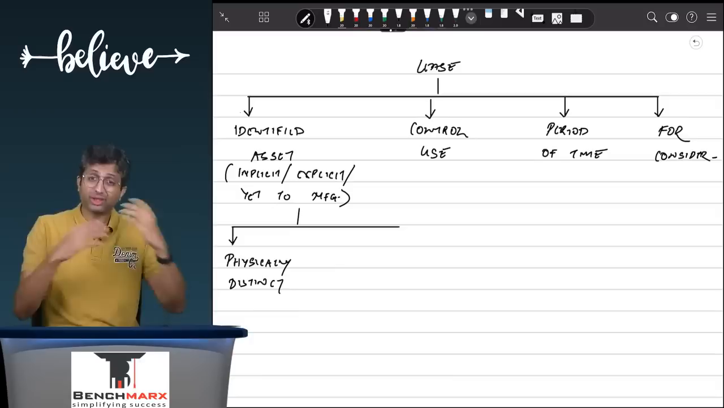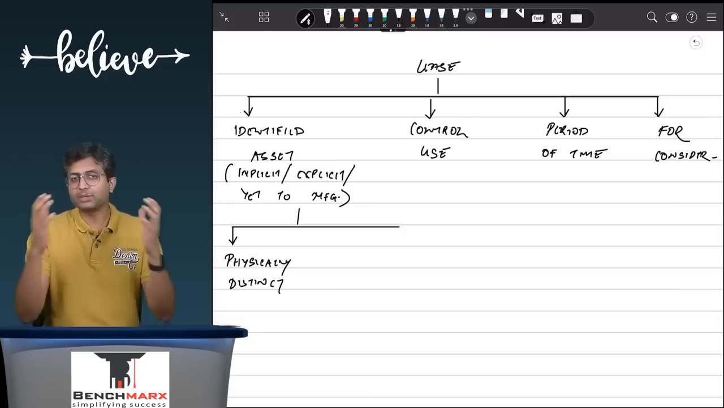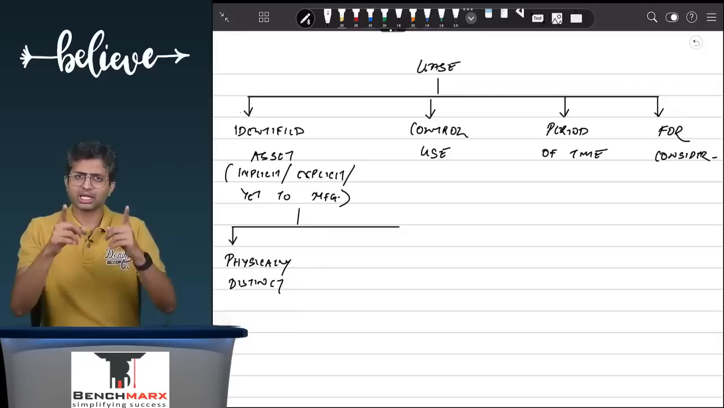This can be for assets like oil or gas pipelines, etc., where it might be possible that more than 90% of the capacity is used by you, maybe 5 to 10% capacity is used by someone else, but as long as substantially all of the capacity, which is greater than 90%, is used by you, we can say that the asset is physically distinct, can be used for your purpose. So over here, the asset has to be physically distinct.